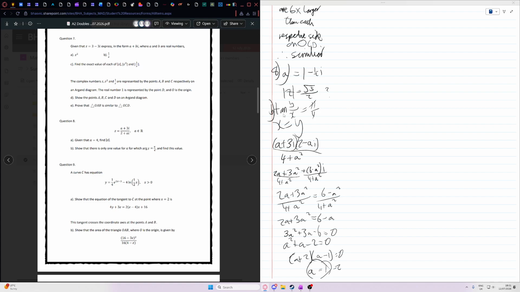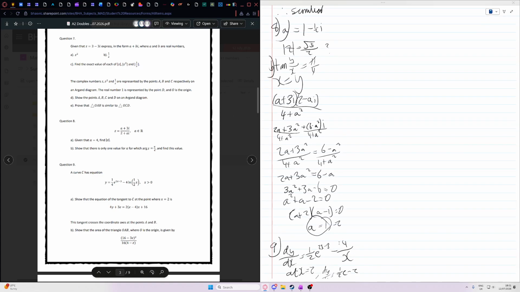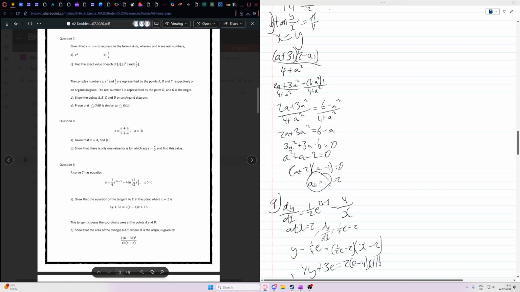Part B, another find the value of the complex number. So x equals y, and then, sorry, this should be arctan y over x equals pi over 4, and then solve. Because the imaginary component is going to be equal to the real component, so you can set them equal to each other and solve.